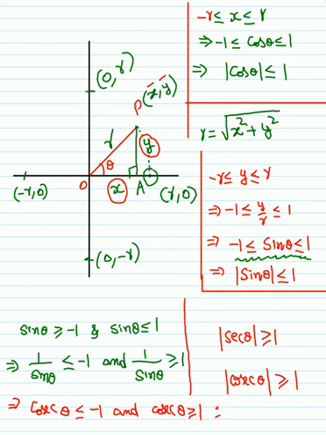Then what about tan? The tan theta value is equal to y by x. Here we may get any real number. Why? Because x and y are both real numbers. So we can get any real number for tan, and similarly for cot.